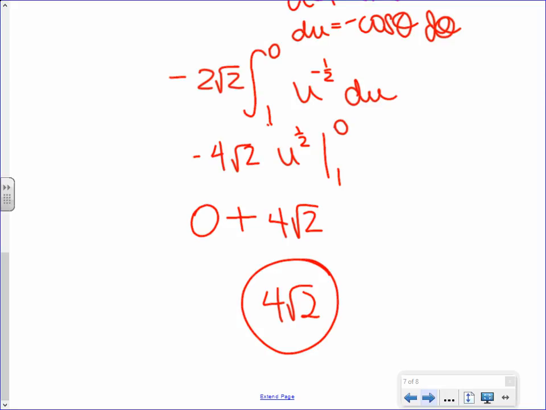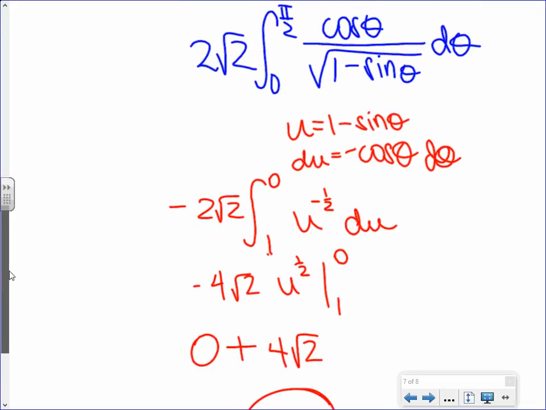I have a question. Is it 1 to 0 or 0 to 1? It's 1 to 0 because when we plug in 0, 1 minus the sine of 0 is 1, so it has to go there. And when we plug in pi over 2, 1 minus the sine of pi over 2 is 0, so it has to go there. Do you understand what I'm saying?